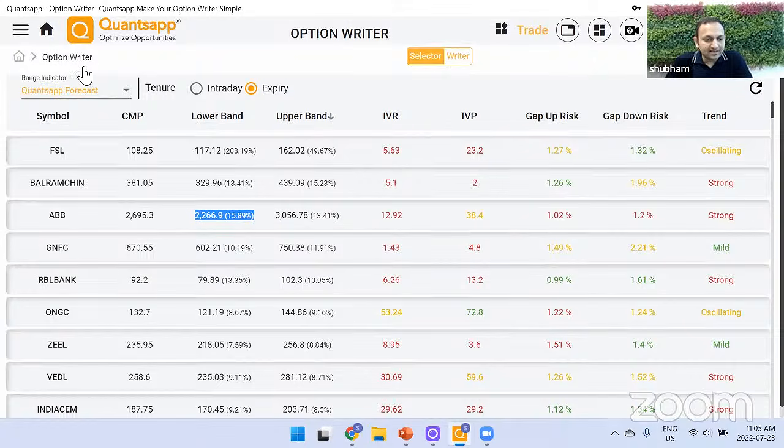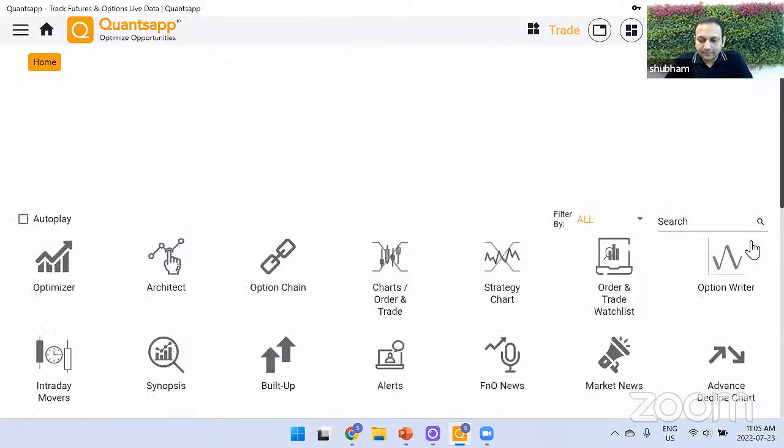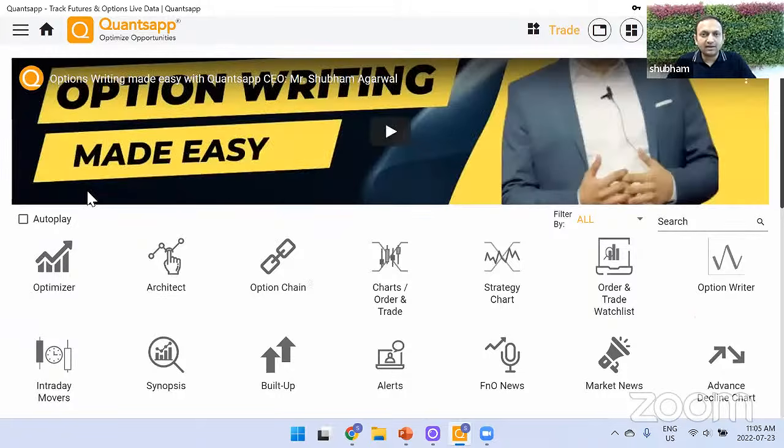So let me just summarize. If I go back to the home screen, as an option writer, if you're just selling options randomly, you have a 66% strike rate. But if you use the algorithm that we have, which rectifies these problems for you by creating the right range forecast and then choosing the right strategy, then you can amplify your strike rate in option writing. And all you have to do is just click on option writer.